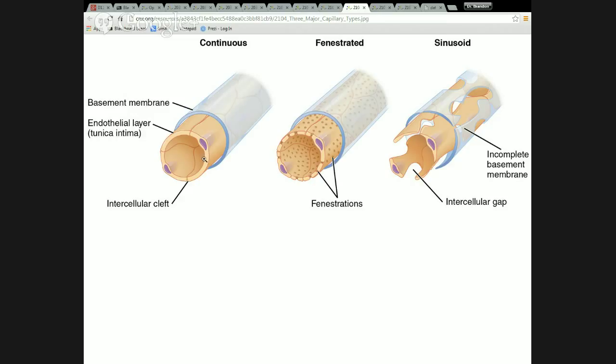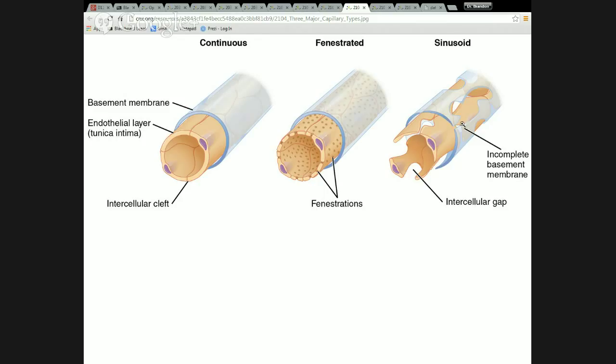So whether it's something that's actively transported across the cell or something that diffuses through one of the fenestrations, it still has to get through what's essentially a collagen mesh to diffuse out into the surrounding tissue. So there's a little bit of filtration membrane in either situation.